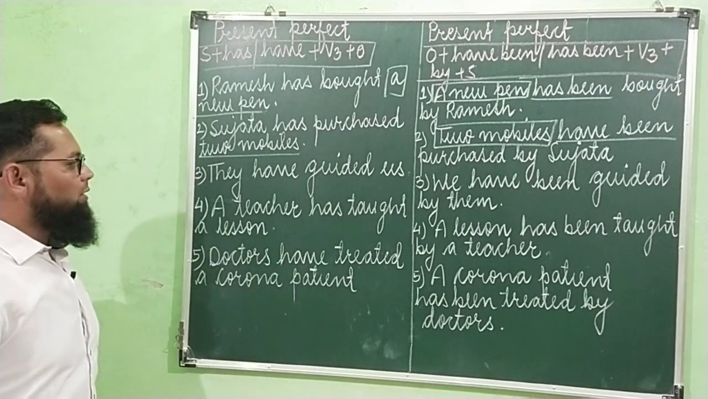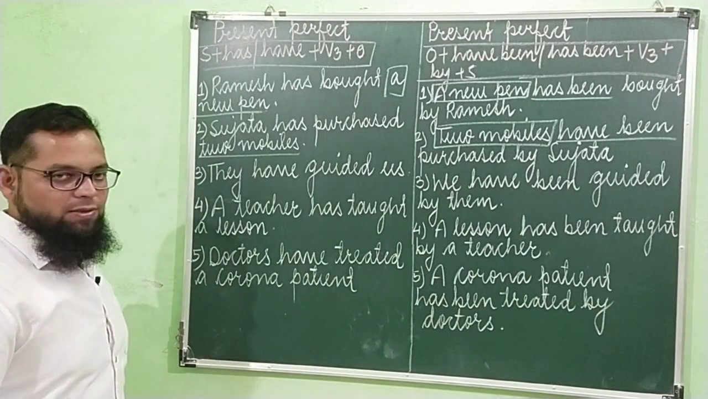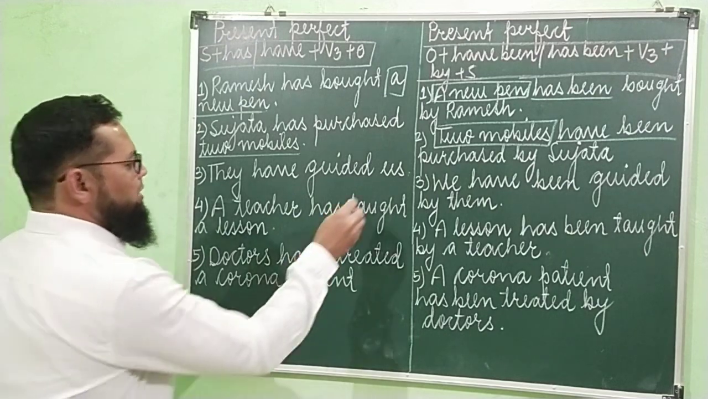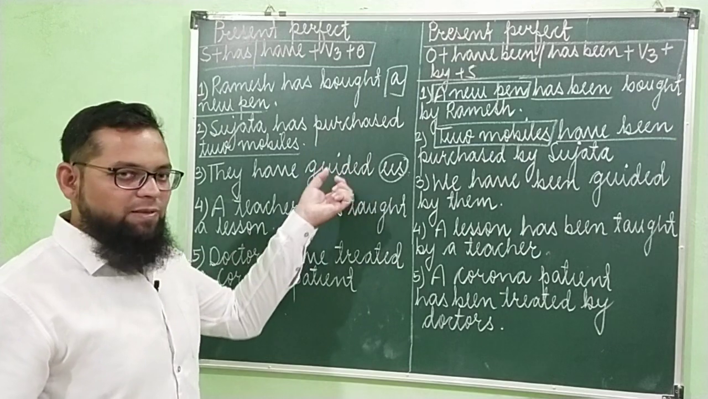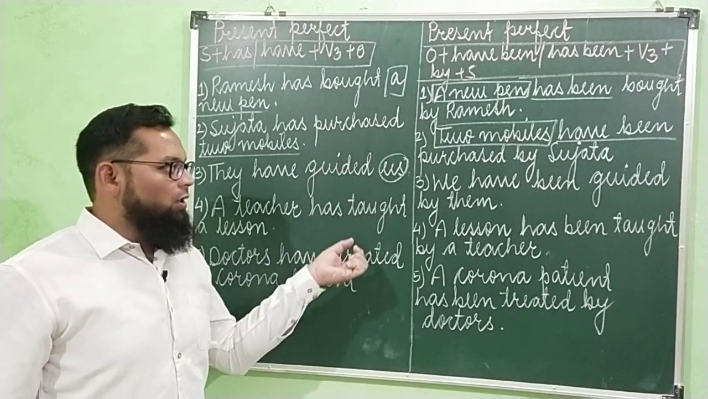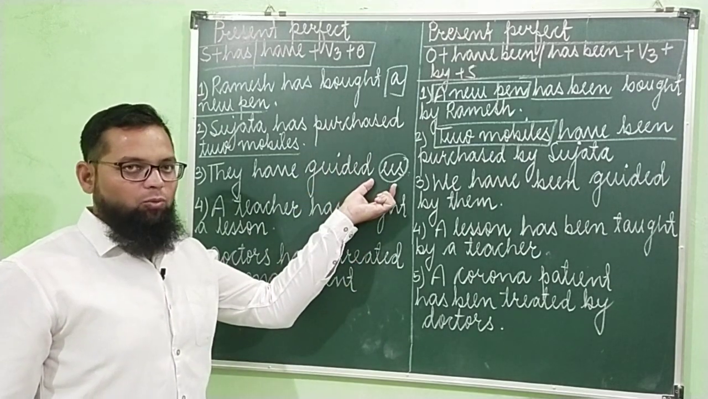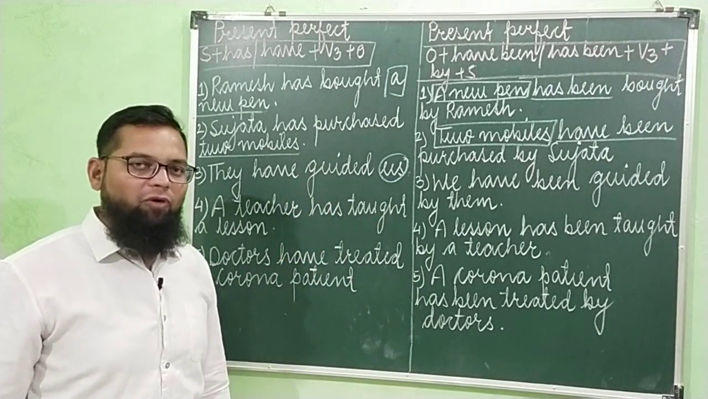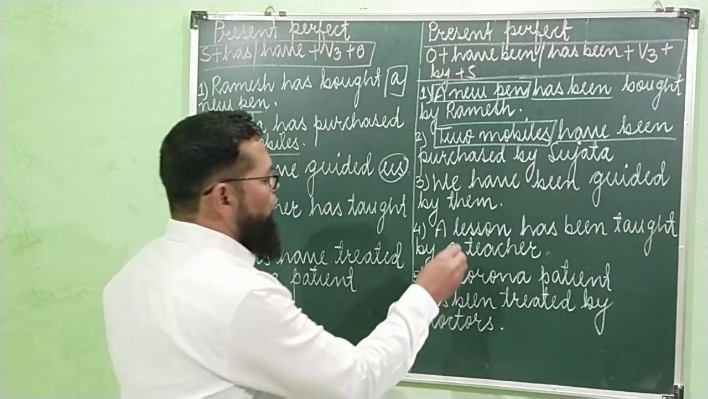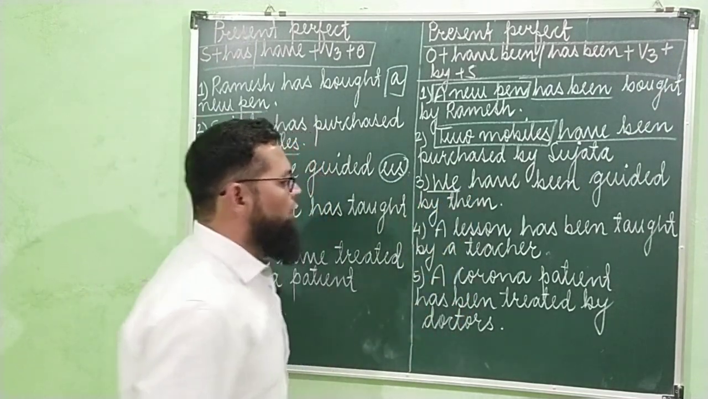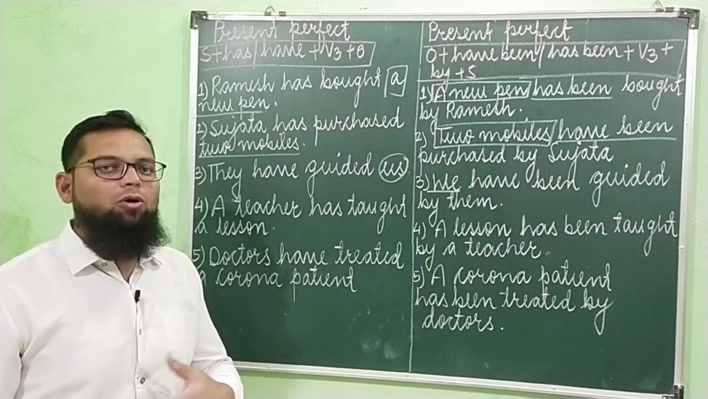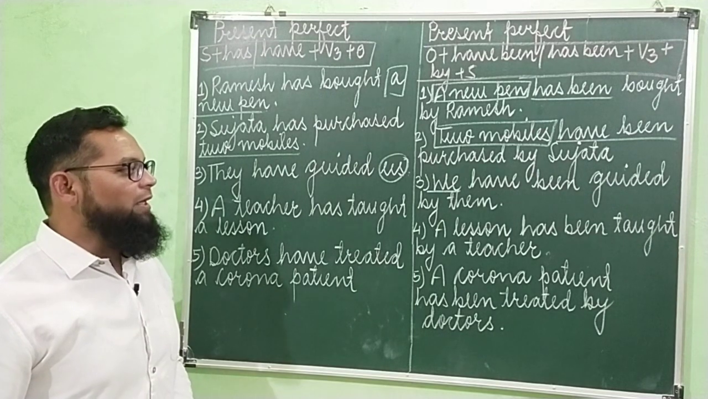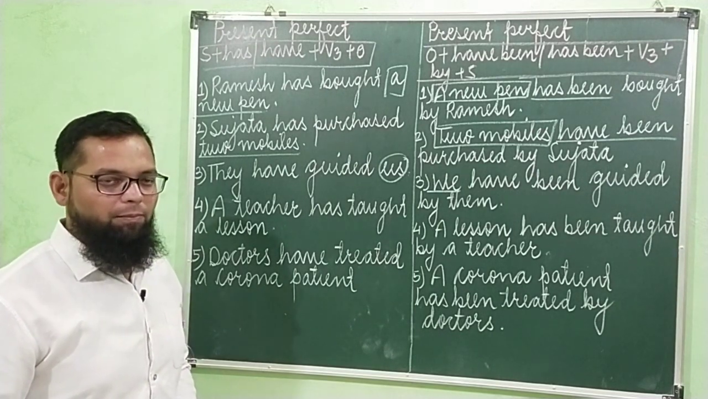Next example, they have guided us. What is the object here? Us. Okay. Now when we use this us, it is a pronoun. This is the objective pronoun. What is the subjective pronoun of us? The subjective pronoun of us is we. And with we also we have to use have been, because we is not singular. We have been guided by them.